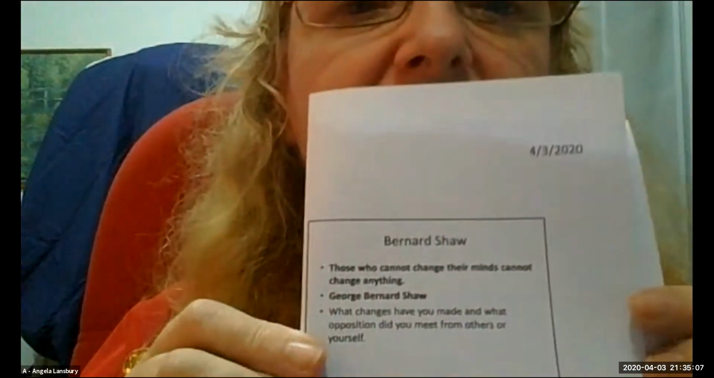He said, those who cannot change their minds cannot change anything. I'd like you to think what changes you have made. Willie told us what opposition he had to the idea of an online club. What opposition did you meet from others or from yourself internally? Bearing in mind Bernard Shaw's quotation, those who cannot change their minds cannot change anything. And here is the quotation.